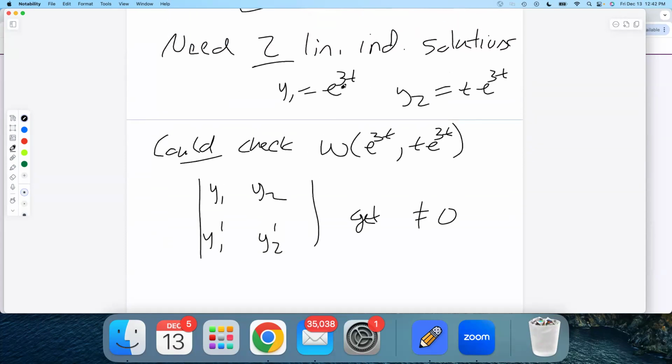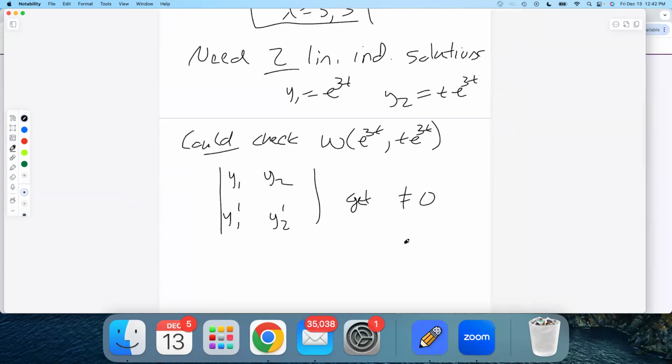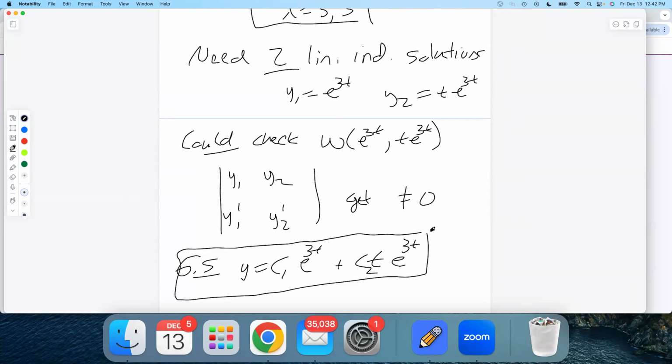Go ahead, you should check that. Plug those in here, check the Wronskian. You will not get something that is identically zero. All right, so we have our general solution then. Our general solution is C1 e to the 3t plus C2 t e to the 3t, the second solution there.